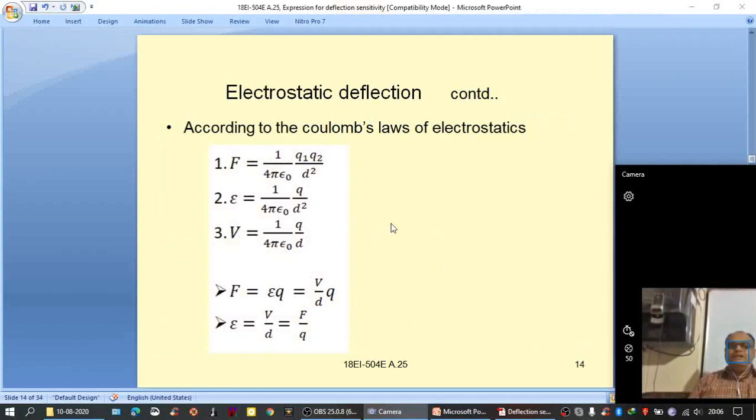Now we know that according to Coulomb's laws of electrostatics, F is equal to 1 by 4 pi epsilon naught epsilon r.